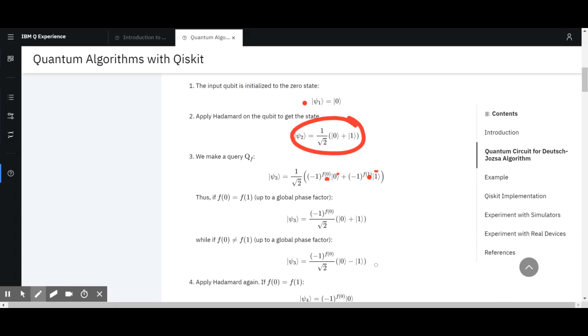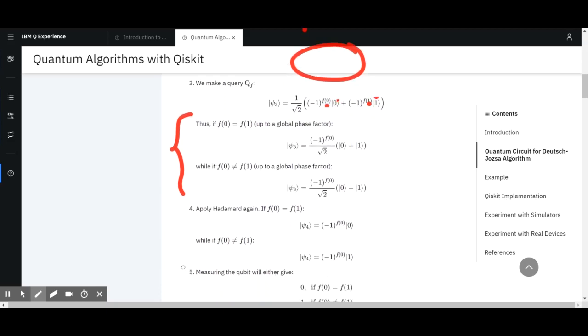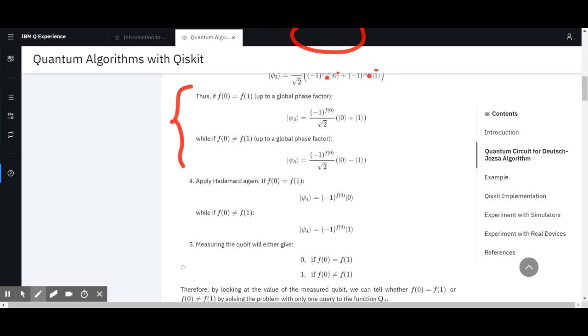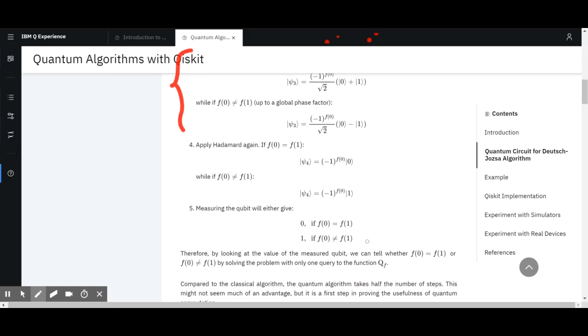I'm not sure I understand this here. Apply Hadamard again. So if f0 equals f1, then we get that. And if it's not equal, then we get that. So you measure the qubit and you get a 0 or 1, whether they are equal or not equal.